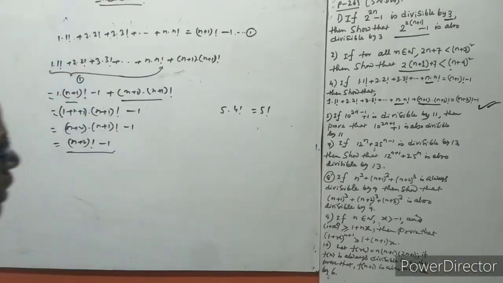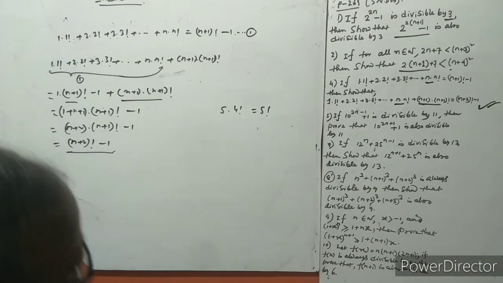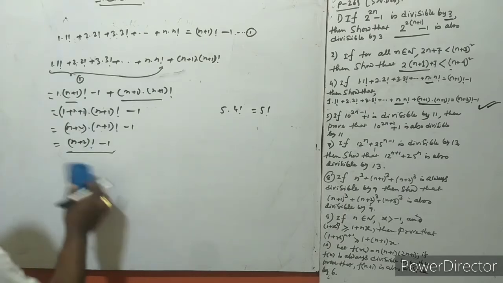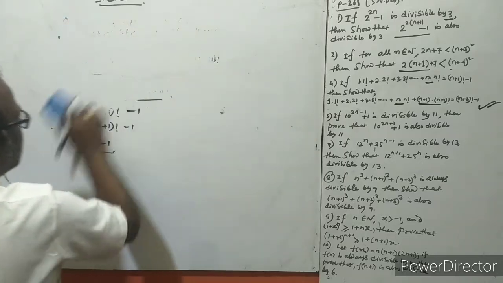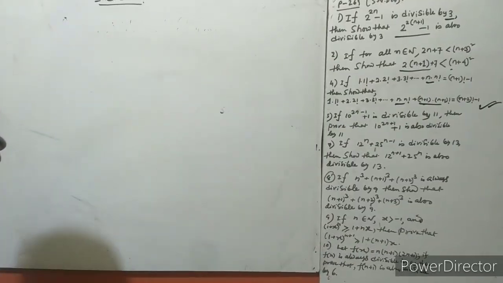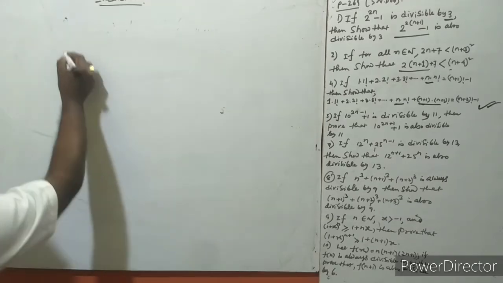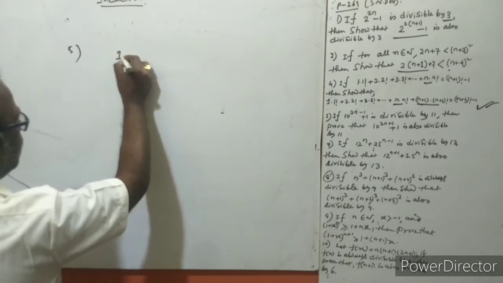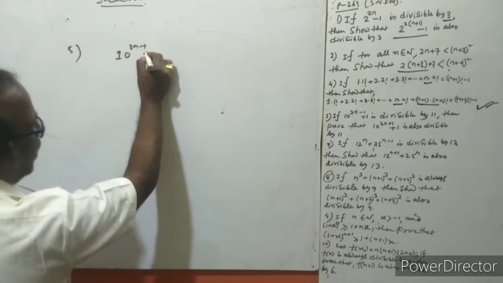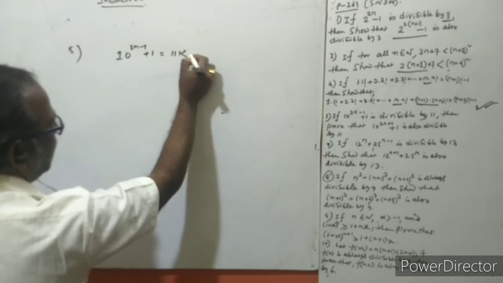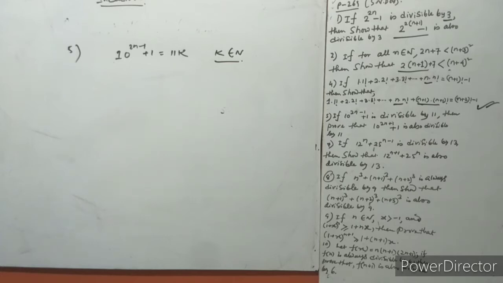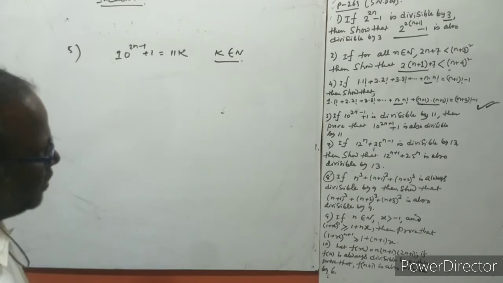Now question number 5 is also the same as question 1, so repeat again. See what happened. I have question number 5, and it is divisible by 11. So I can write 10 to the power 2n minus 1, plus 1, is equal to 11k, where k lies in the natural numbers. Then you can say the expression is divisible by 11. So it is the same as question number 1, just repeat here.